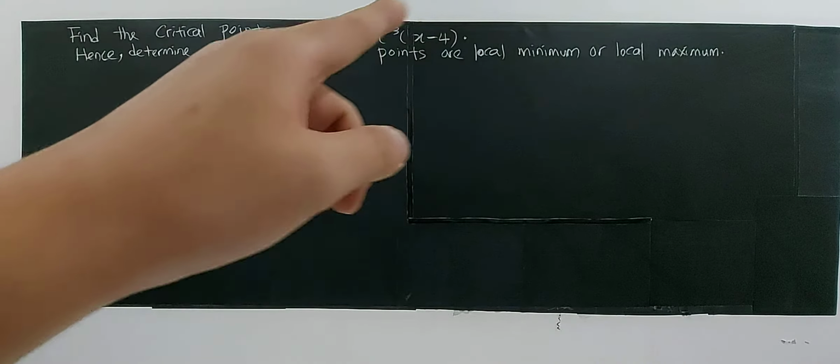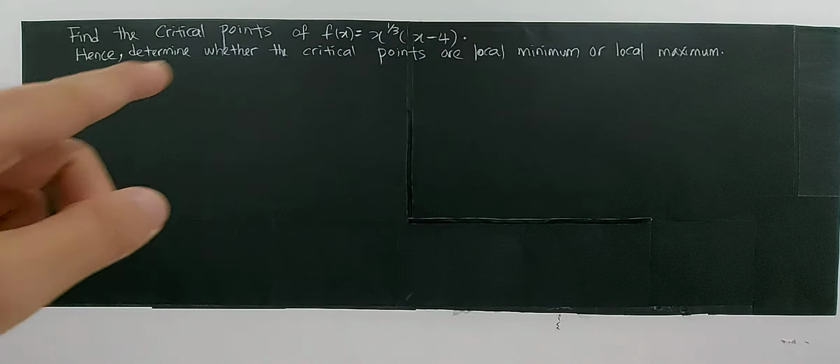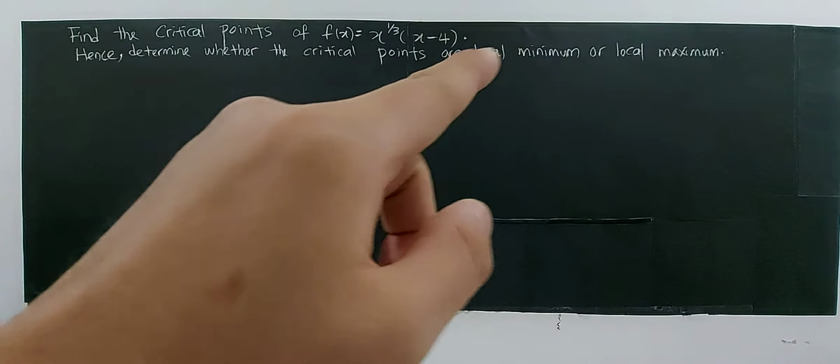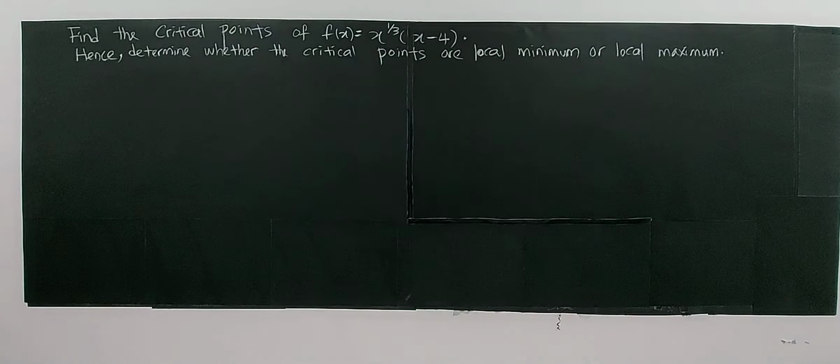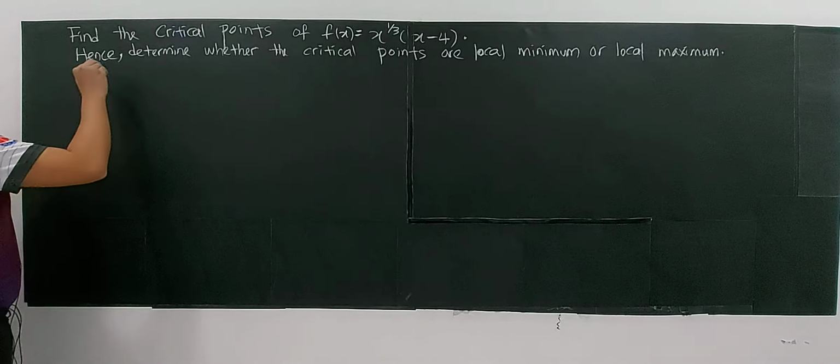At this point you have a singular point. It's possible for you to have both a singular point and a stationary point. So that's why they said find critical points. And hence determine whether the critical points are local minimum or maximum points. That is important. So alright, we are trying to find f prime x.